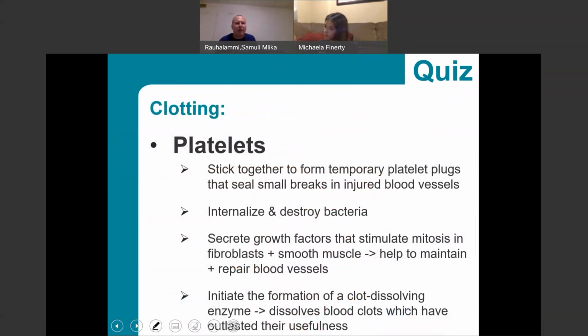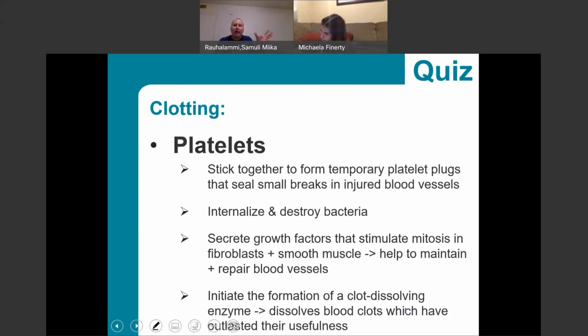A couple of questions that we have about platelets. I think there's a choose-all-options-that-apply question, and these all are true statements about platelets. Platelets stick together to form a temporary platelet plug that seals any breaks in the blood vessel walls. They take in and destroy bacteria. They also secrete growth factors that stimulate mitosis in fibroblasts and smooth muscles, which helps to maintain and repair blood vessels. And finally, platelets initiate the formation of a clot-dissolving enzyme.